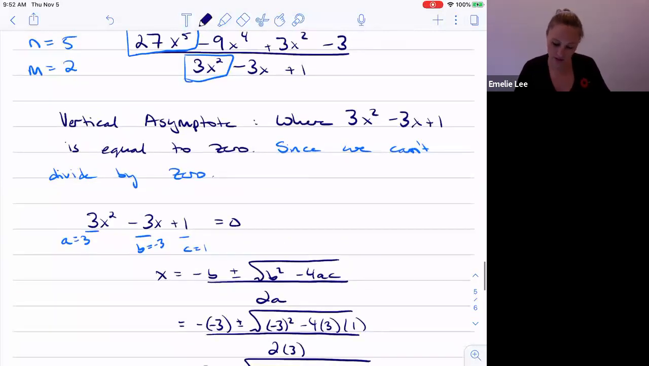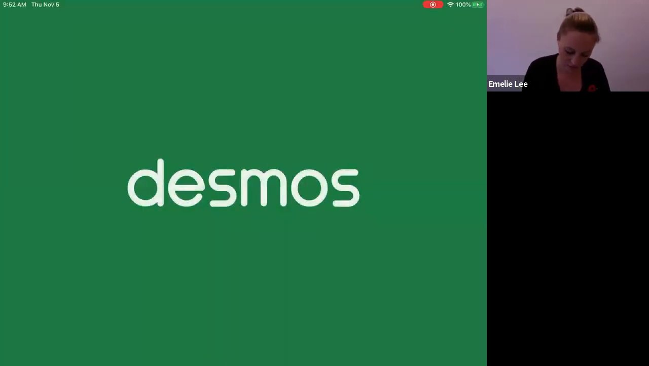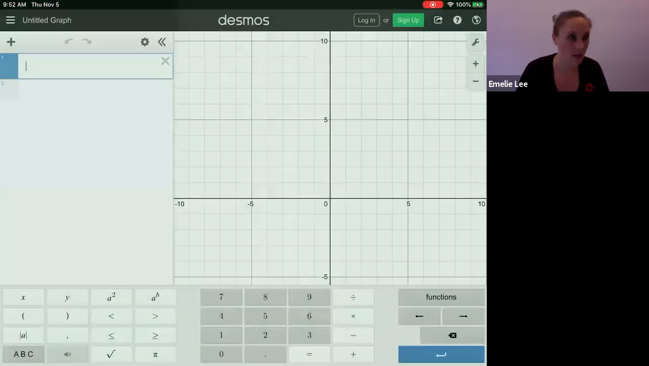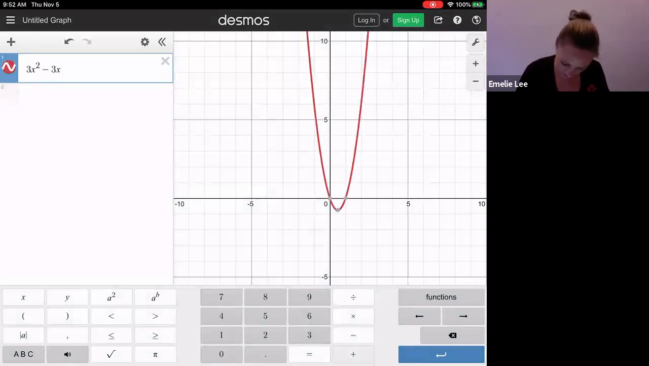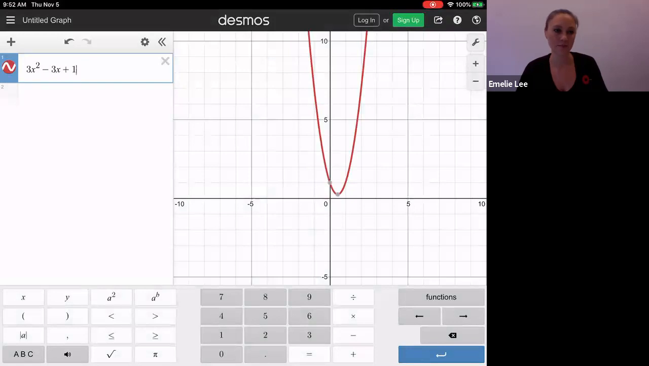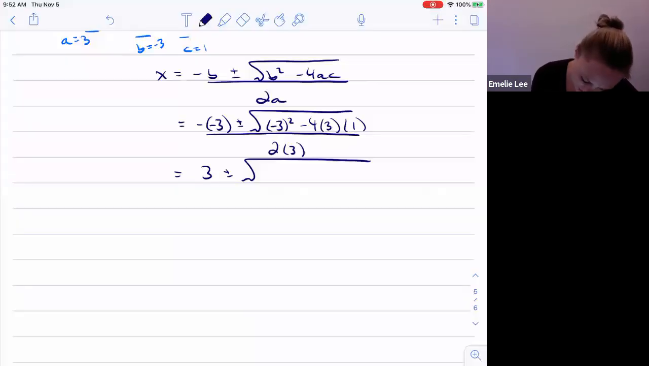I'm gonna graph this to see if I'm crazy or what. 3x squared minus 3x plus 1. I think I'm crazy. 3x squared minus 3x plus 1. Oh, so it doesn't have any zeros. Bad example then, pulling from the previous section. I should have known better. So we're on the right track here.